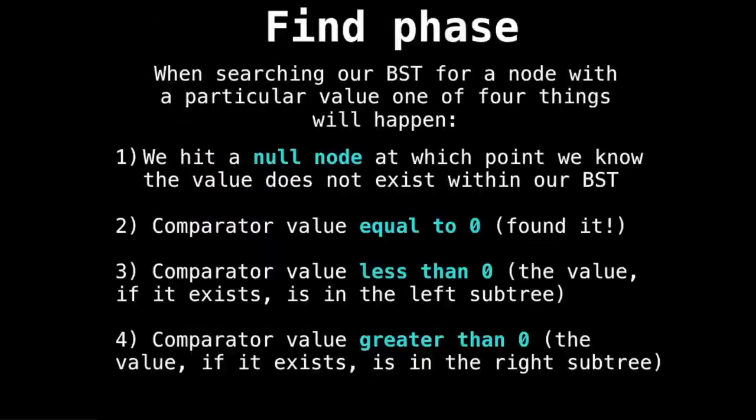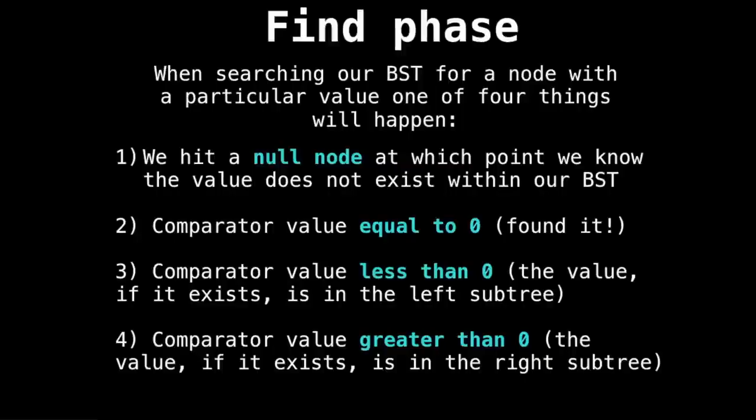So if we're searching for an element inside our binary search tree, one of 4 things is going to happen. The first thing is we hit a null node, meaning we've gone all the way down our binary search tree and have not found the value we want. So the value does not exist inside our binary search tree. Another thing that can happen is the comparator value is equal to 0.